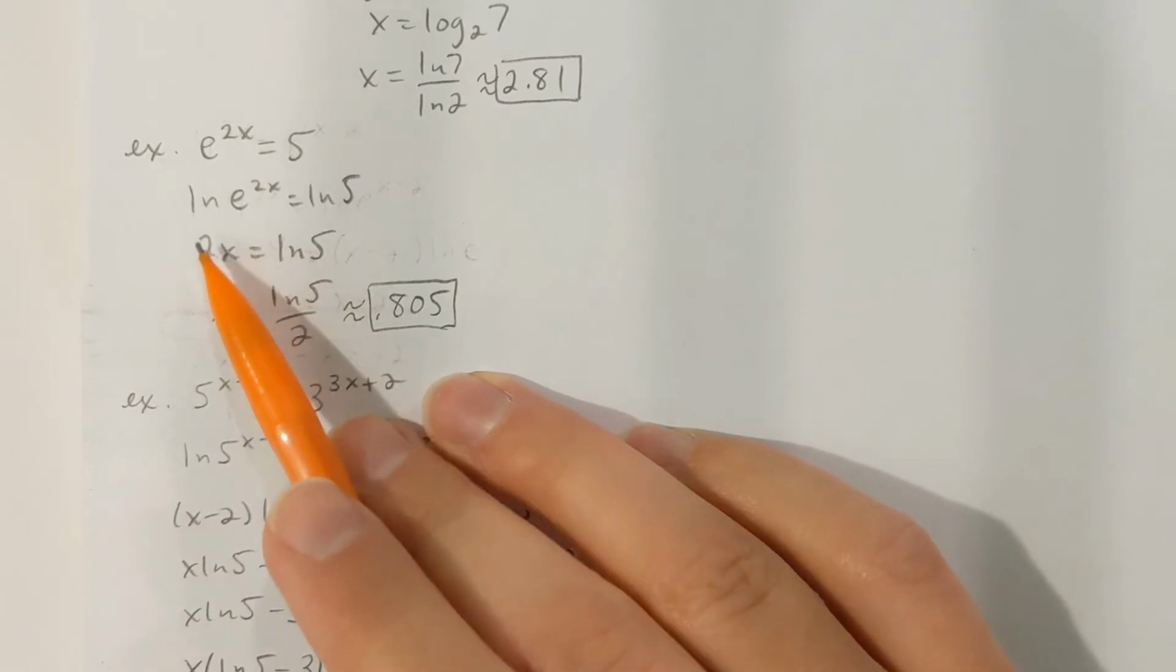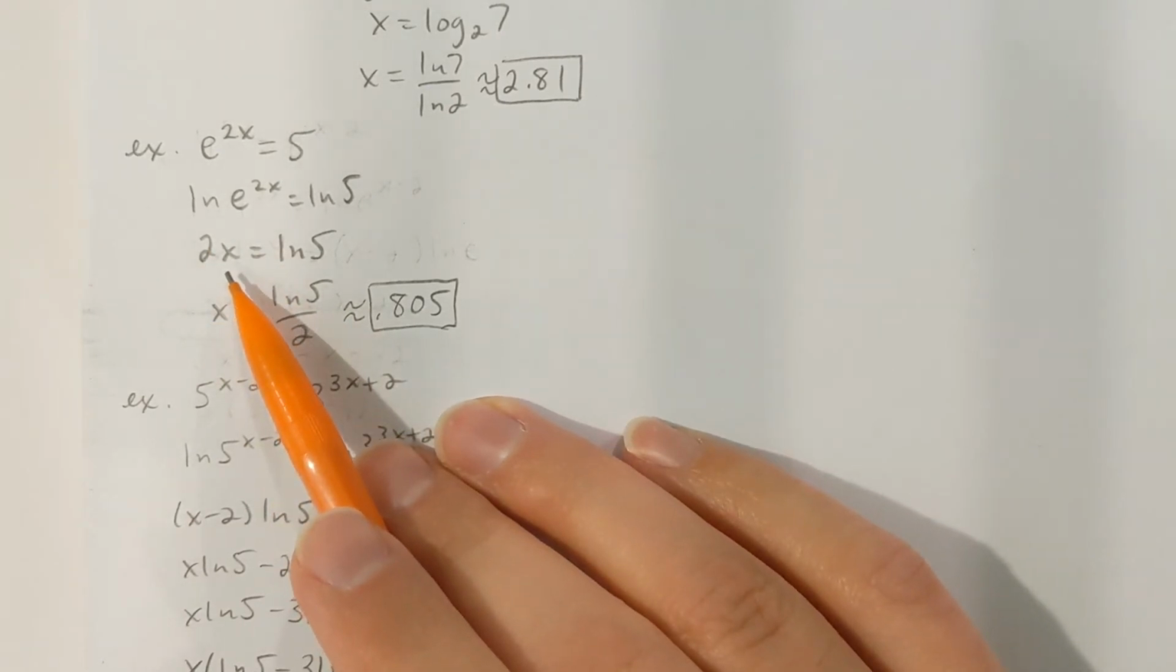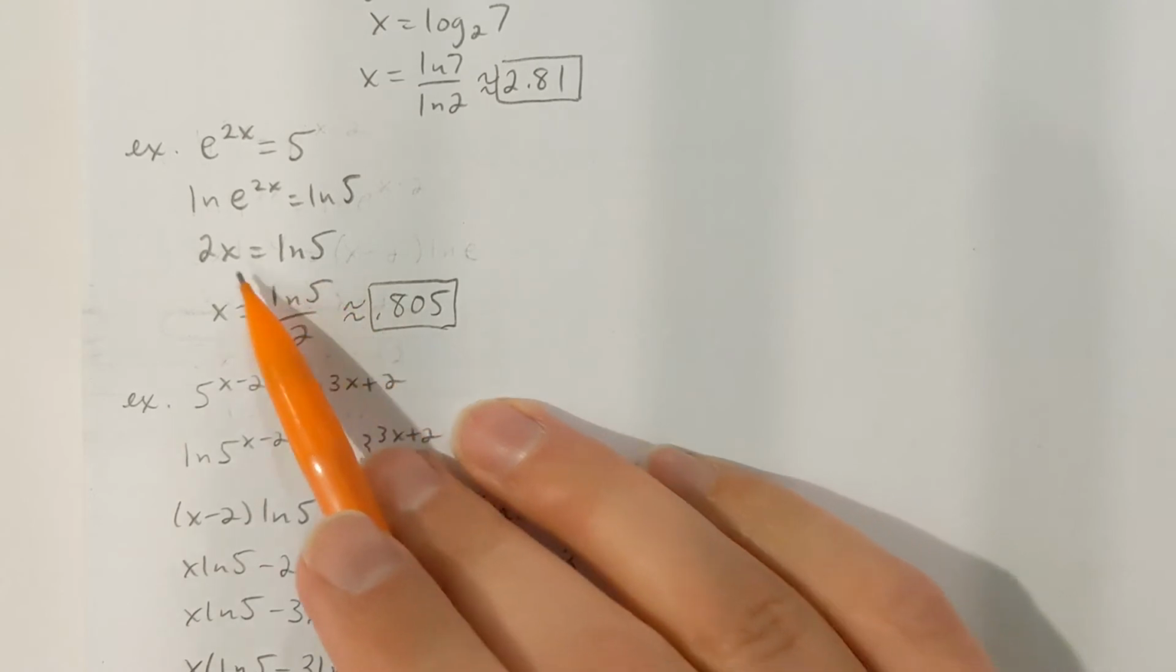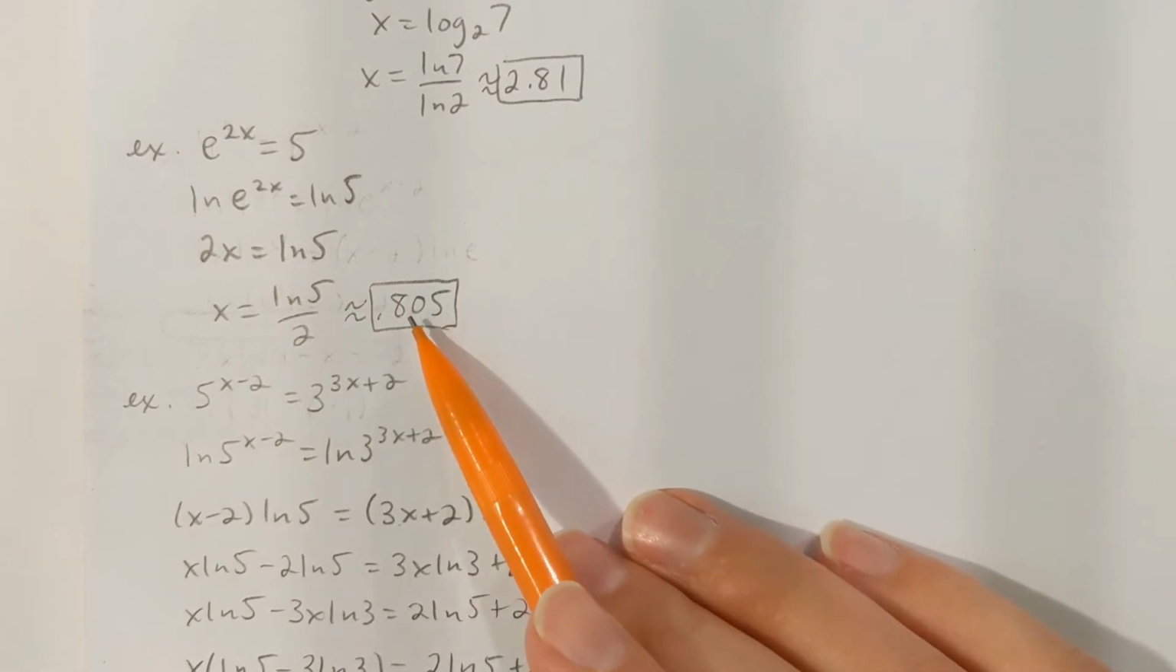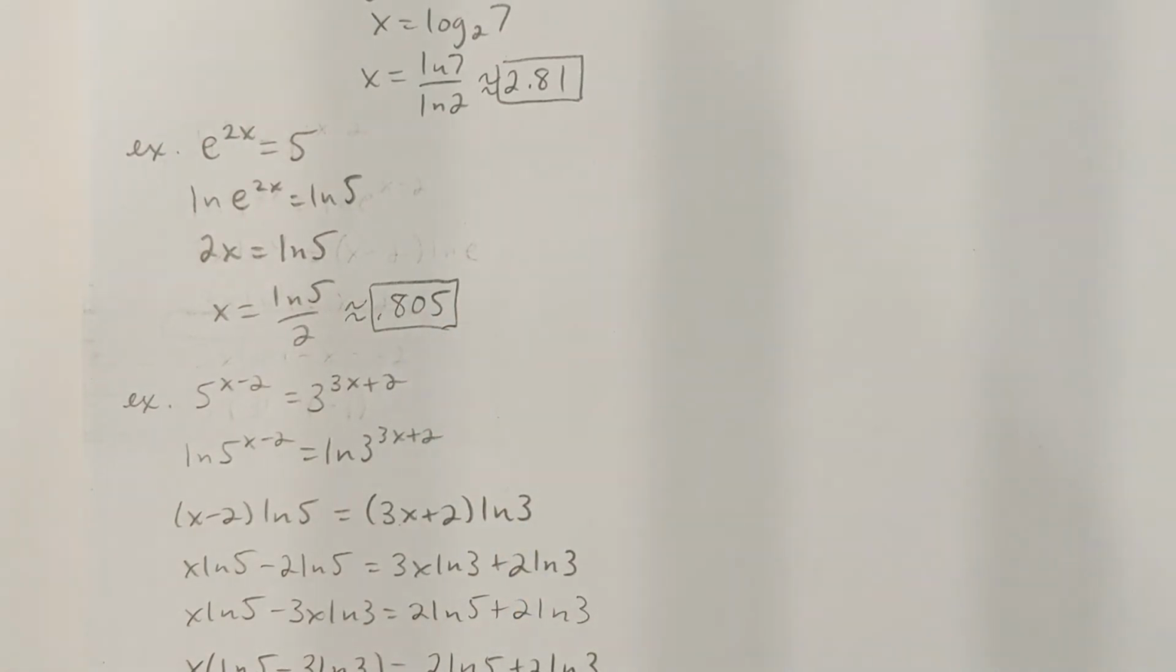And so that's going to leave me with just 2x there on the left. We've got ln 5 on the right. Divide by 2, so x is equal to the ln of 5 divided by 2. That'd be the exact answer. And if you were to go to the calculator and punch that in, roughly 0.805 would be that number in decimal form.